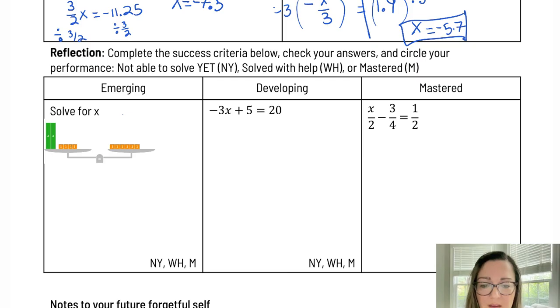Go ahead and attempt these check your understanding problems.